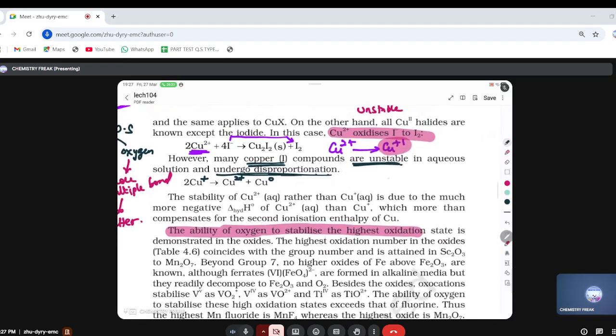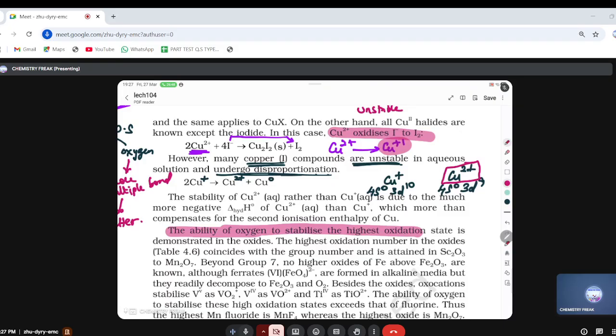Look at the screen. Copper plus: 4s0 3d10. Copper 2 plus: 4s0 3d9. Tell me which is more stable. Answer my question. Among the two, which is more stable? Cu plus. Right, what you expect is okay, Cu plus should be stable, what you think is okay. But actually this one is stable.